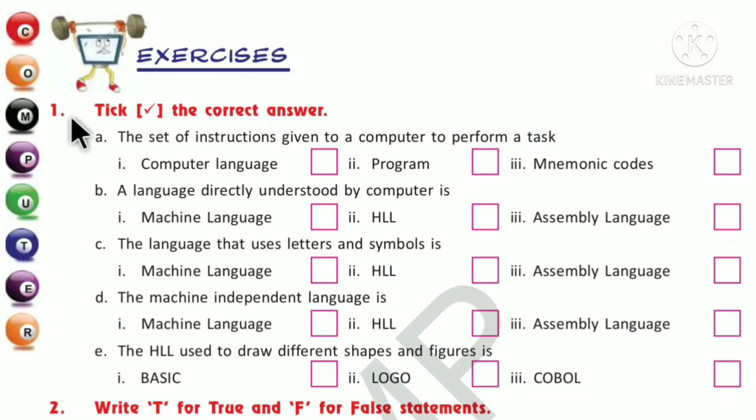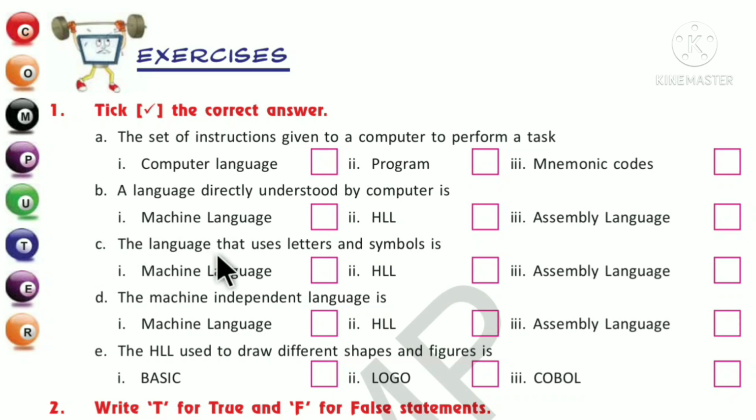Exercises. First, tick the correct answer. The set of instructions given to a computer to perform a task. First, computer language. Second, program. Third, mnemonic codes. Which is the correct answer? Program. Tick here. B. A language directly understood by computer is machine language, HLL, assembly language. That is machine language. Tick here.